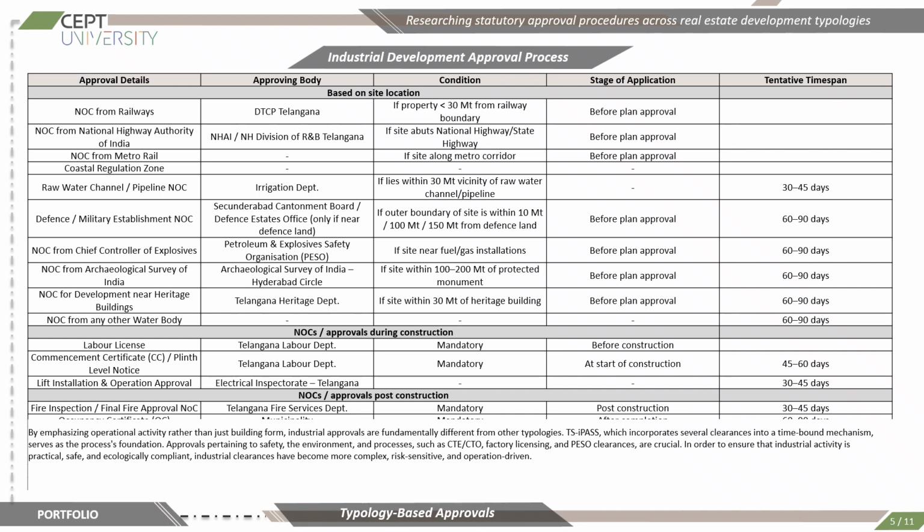One of the major observations from this analysis is that industrial approvals differ majorly from one development to the other. Industrial projects are not governed only by planning and construction regulations, but also by operational safety, environmental compliance, and technical feasibility requirements. As a result, industrial approval systems are very complex, process intensive, risk sensitive, and coordination dependent, when compared to conventional real estate developments.